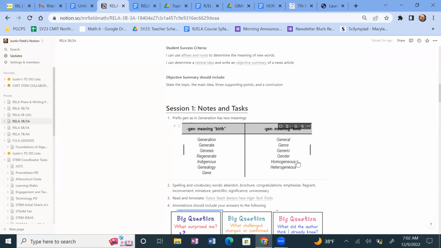homogeneous. That means all of the same kind. Homo meaning same and genius meaning kind. And we know that because gen means kind, right? And heterogeneous. Hetero means different and genius kind. So heterogeneous is different kind.